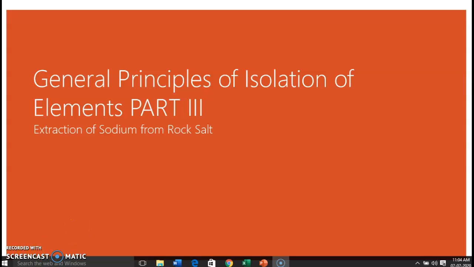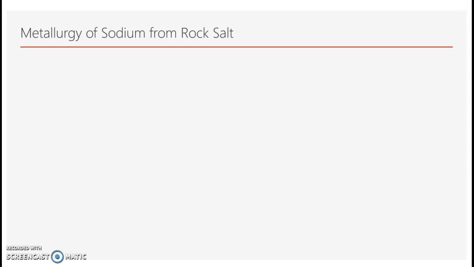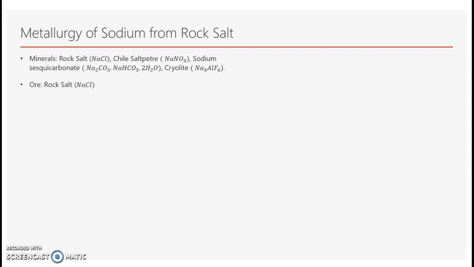So the next part of our session is the extraction of sodium from rock salt. Sodium occurs in nature in the form of rock salt, Chile saltpeter, sodium carbonate, or cryolite. But the main ore of sodium is rock salt, that is nothing but sodium chloride.